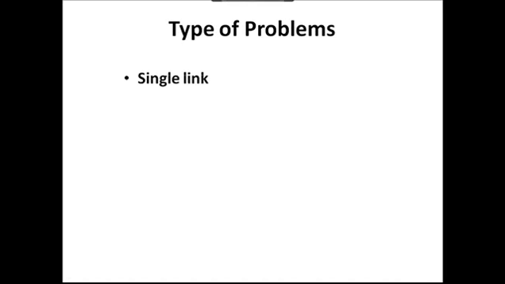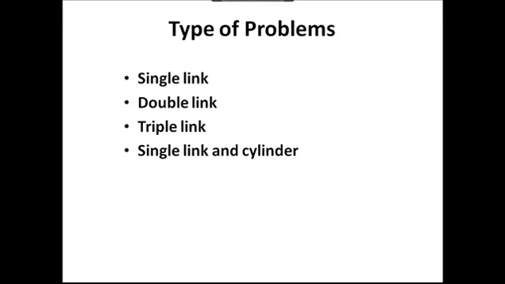Now, we have the following types of problems. There will be a problem with a single link, meaning a single member. Then there will be a double link, with two members, and a triple link, with three members. And there will be a single link along with a cylinder, and then there could be miscellaneous problems. These types govern all the possible problems for the Mumbai University. So we are going to do them one by one, and in this video we'll cover single link and double link problems. The remaining will come up in the next videos.